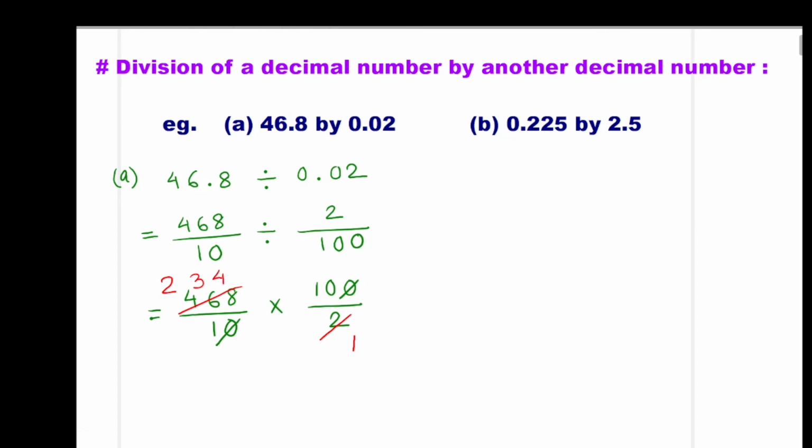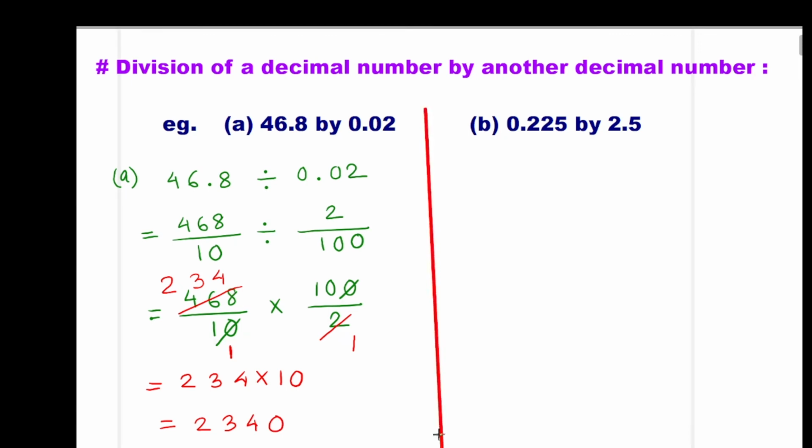So what answer will we get? 2, 3, 4 into 10 divided by 1 into 1. Here also 1. I have cancelled the last 0, which means both numbers are divided by 10. That is why, if the last digit is 0, we can cancel the 0, since both numbers are divisible by 10. So what will be the answer? 2340.